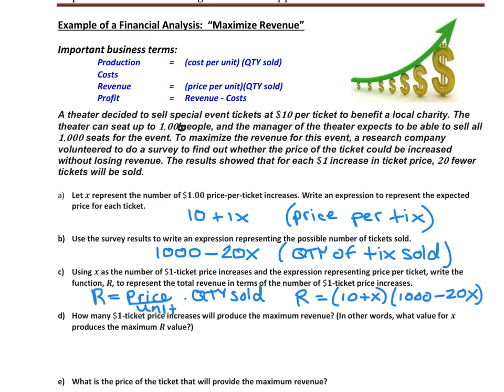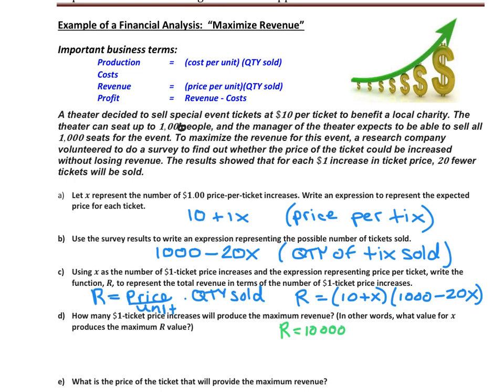Okay, now I want to rewrite this in standard form, and hopefully you're already seeing that this is a quadratic function. So I've got R equals 10, I'll go ahead and use my highlighter, 10 times 1,000. I'm going to distribute everything. 10 times 1,000 is 10,000.